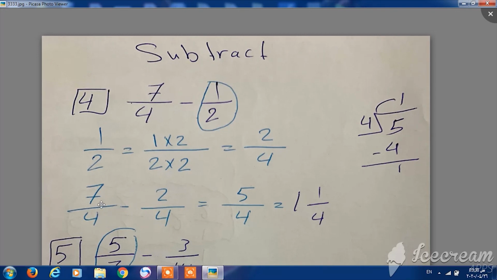So from there it's easy, you can solve them. 7 minus 2 equals 5, and you keep 4, you get 5 over 4. 5 is more than 4. You can change to a mixed number by dividing. So we divide 5 by 4. 5 divided by 4 equals 1, and 1 multiplied by 4 equals 4. 5 minus 4 equals 1. 1 is the whole number right there, and this one is the numerator, and 4 is the denominator.